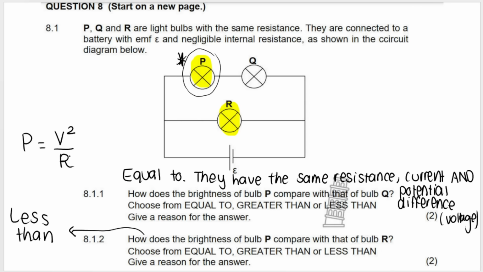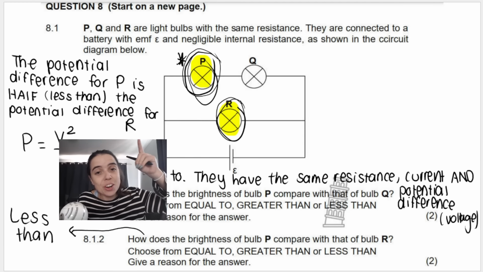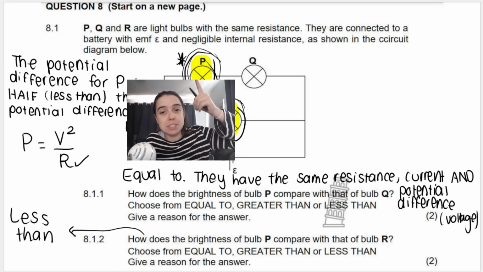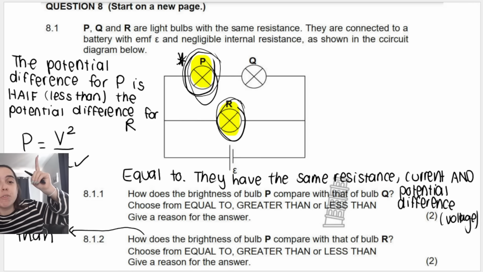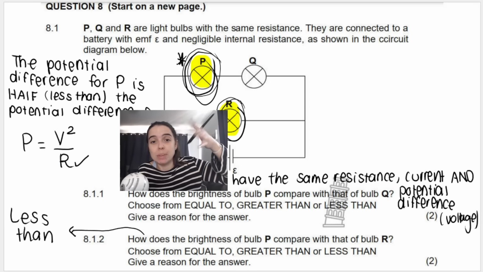The reason why is because although they have the same resistances, so R is the same, remember we discussed the fact that P will basically have half of the voltage of R. So your reason is resistor P has half of the voltage of resistor R, or R has double the voltage of resistor P, which means that the power, therefore the brightness, will be more for R, less for P. There we go. So if P has half of the potential difference, V will be smaller, therefore P will be smaller, the brightness will be less.